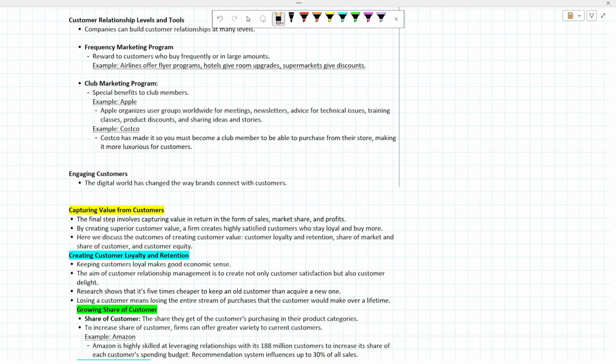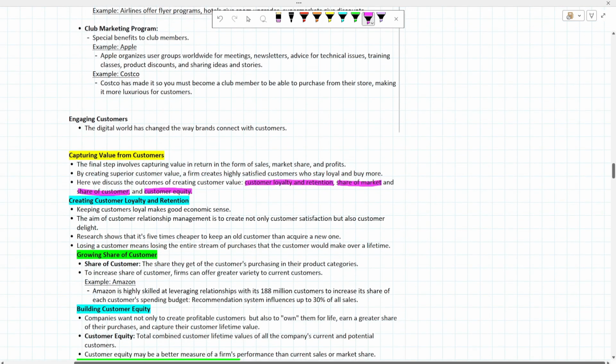Here we discuss the outcomes of creating customer value: customer loyalty and retention. So let me highlight that. Share of market, share of customer, and customer equity. I'll highlight all of those as well.